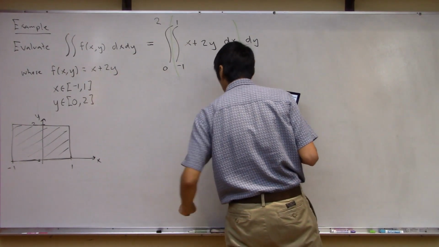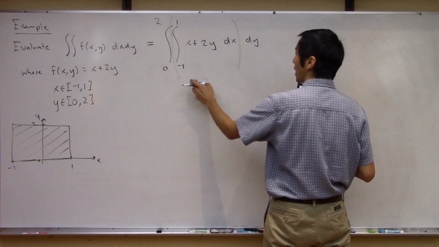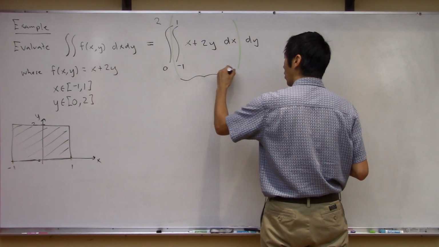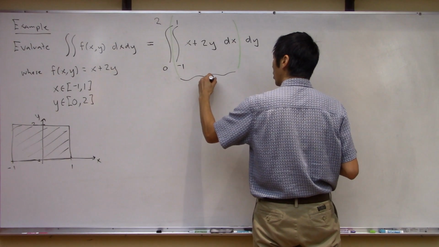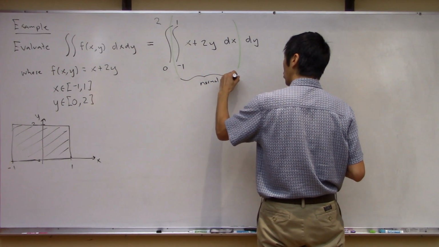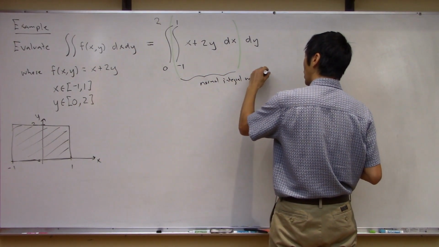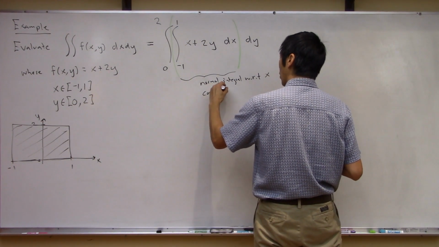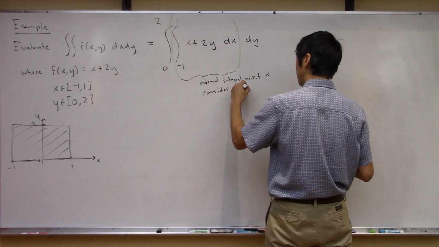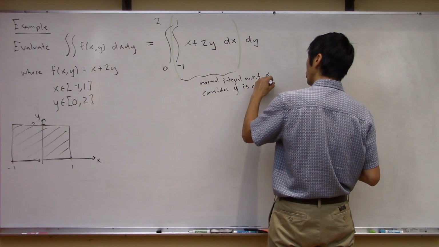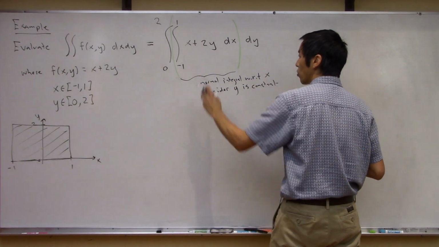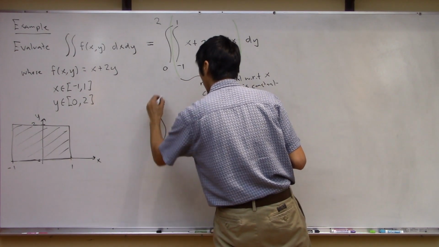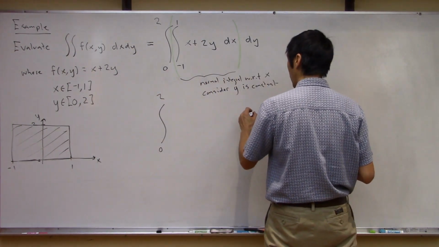So all we do is everything just in the green, and we see that this is just a normal single integral with respect to x. In other words, we're going to consider that y is constant, just treat it like some number. Let's write the outer integral, because we're not touching that. So we have the 0 to 2, y dy.